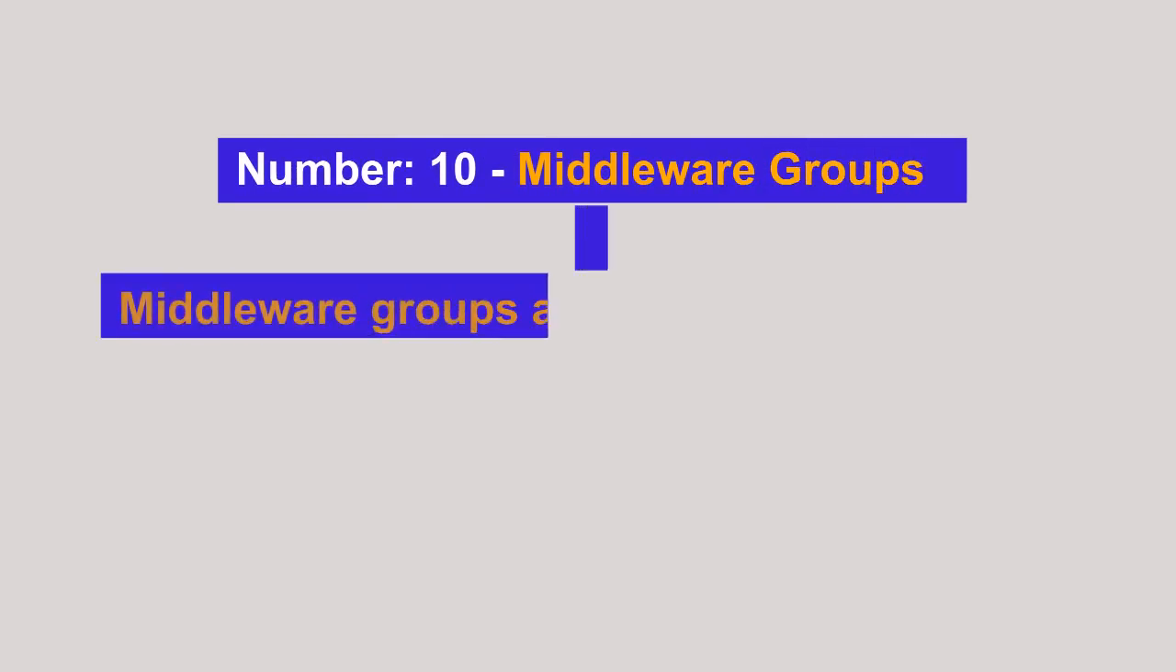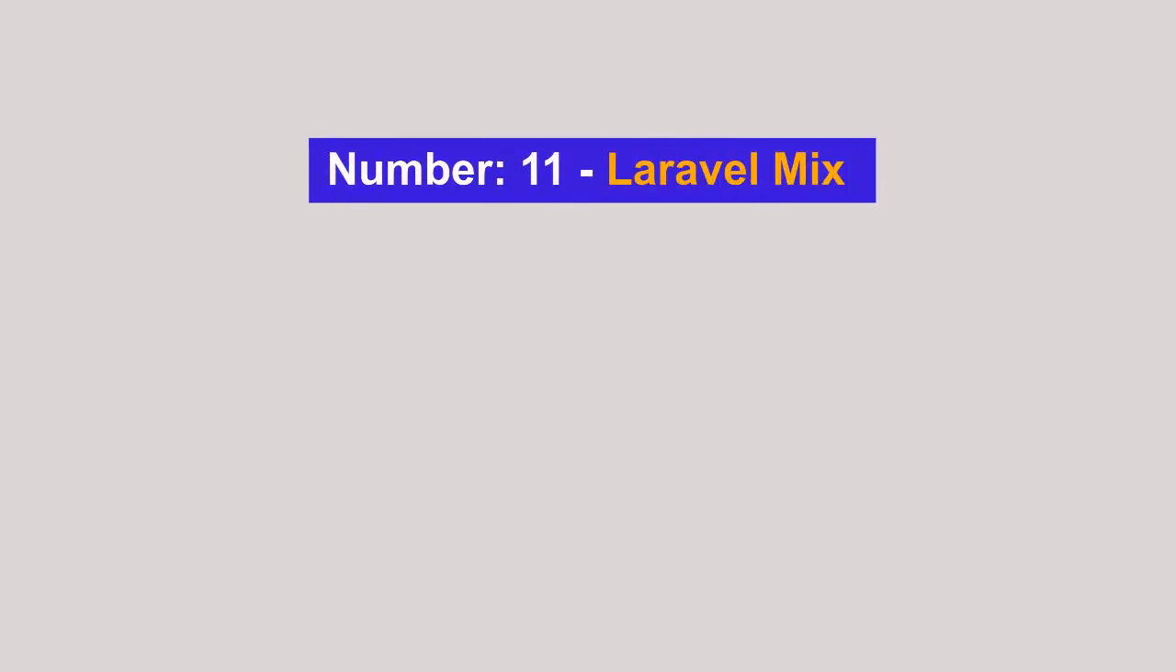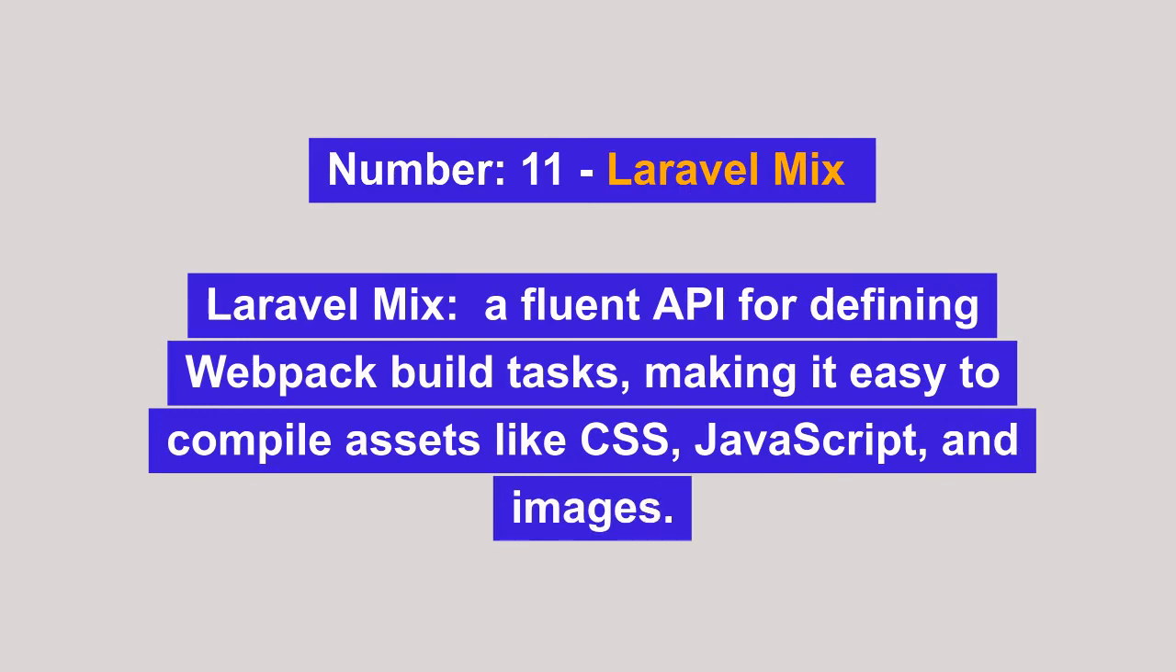Number 10. Middleware groups. Middleware groups allow developers to apply multiple middleware to a group of routes, improving code organization and reducing redundancy. Number 11. Laravel Mix. Laravel Mix, a fluent API for defining Webpack build tasks, making it easy to compile assets like CSS, JavaScript, and images.